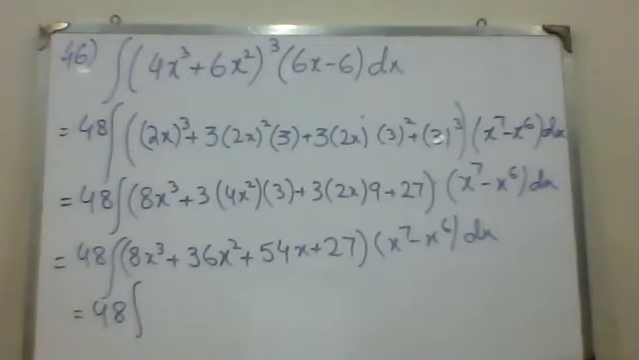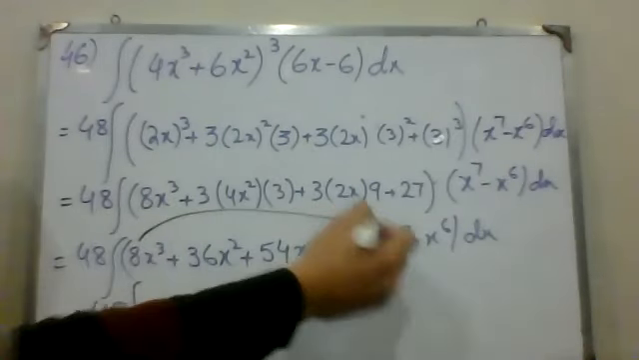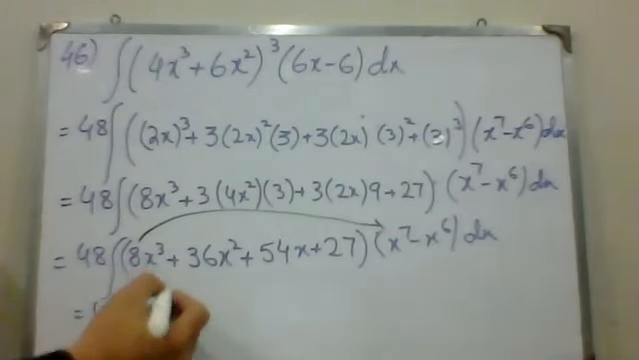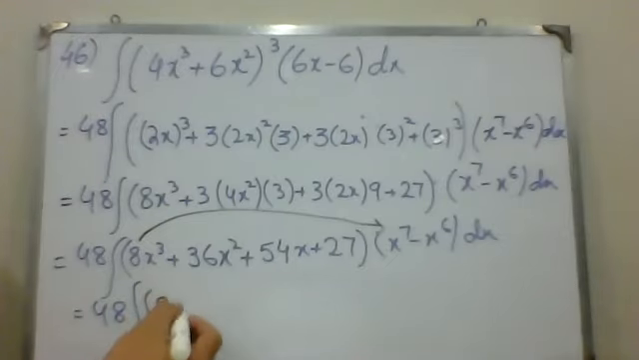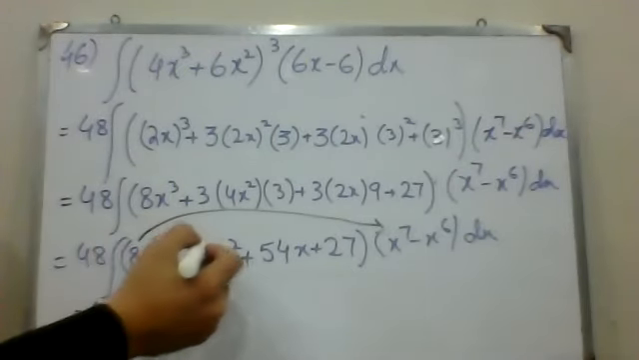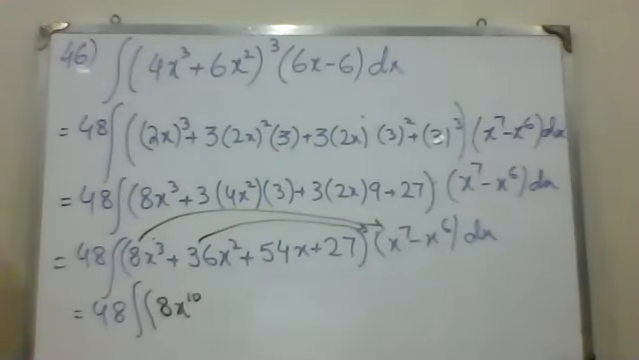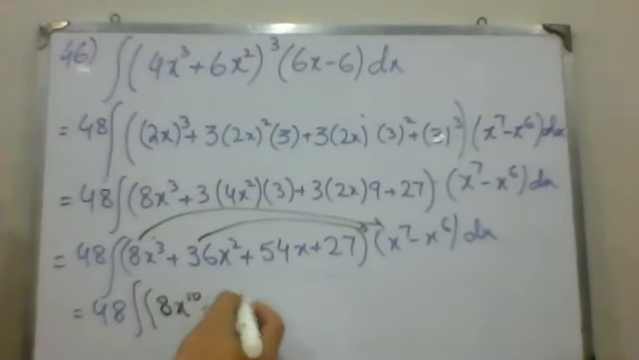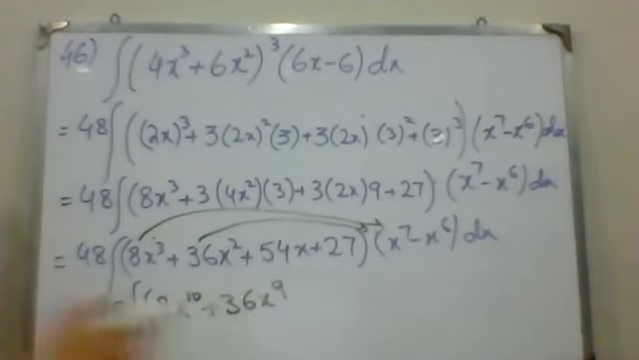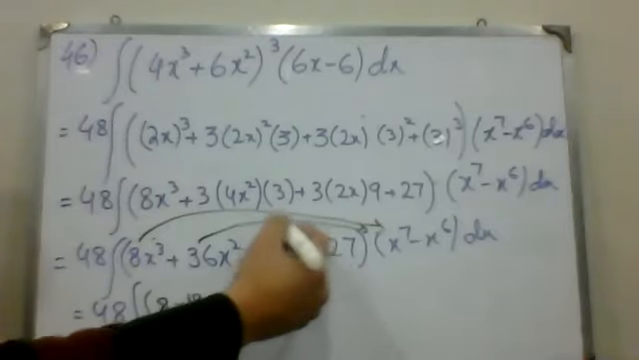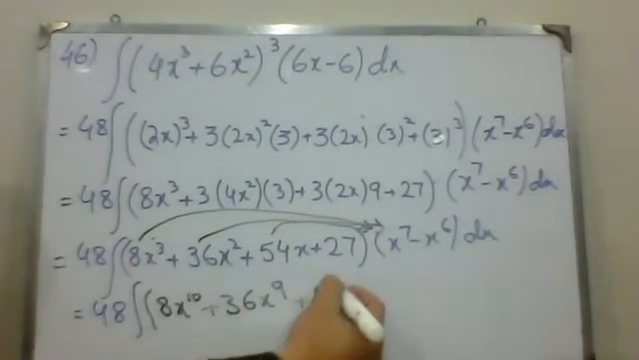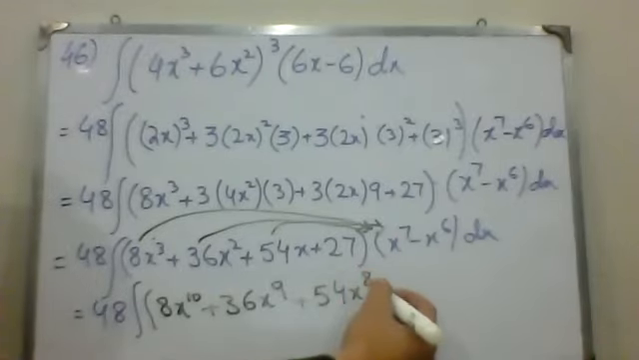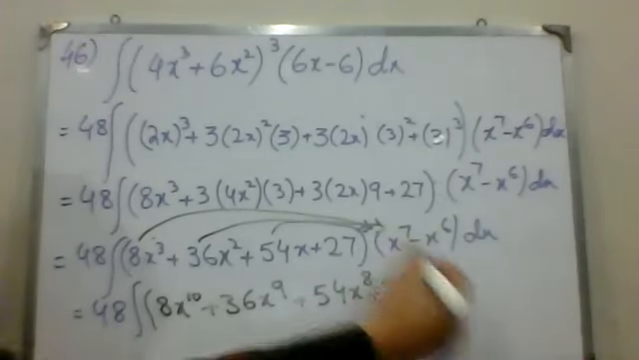Now next multiply this term, the first term, with this. We get from here 8x to the power 10. Okay. Now next multiply this term with that. So what we can get from here? 36 x to the power 9. Now next the third term multiplied with this, 54 x to the power 8, plus 27 x to the power 7 when we multiply this term.